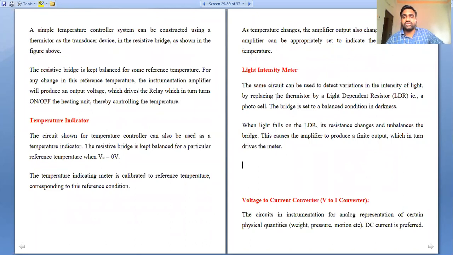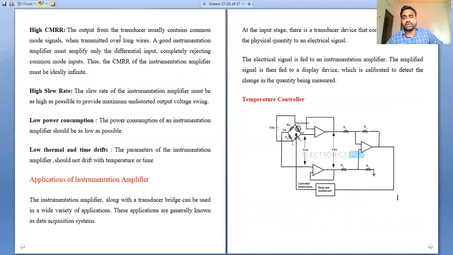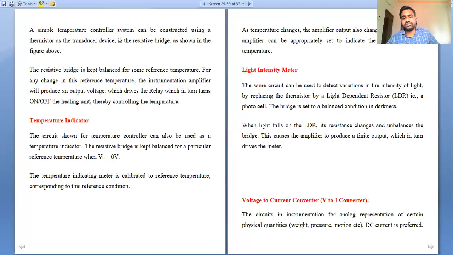That means there are three applications of instrumentation amplifier. The first one is temperature controller, the second is temperature indicator, and the third is light intensity meter.